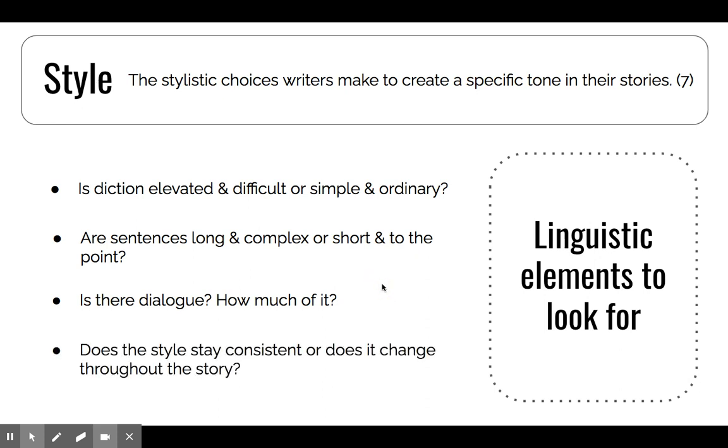And then lastly, this is important. Does the style stay consistent, or does it change throughout the story? Because again, if our point of view is changing, let's say you're reading a book and every other chapter is a different character telling the story, or it trades off between two main characters telling the story, that point of view should shift the style, because they're two different characters. So the way that it's written, the way that the characters think and speak is going to be different based off of that. So those are things we can look for.